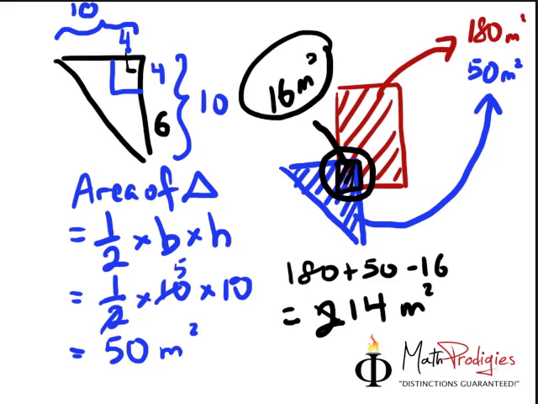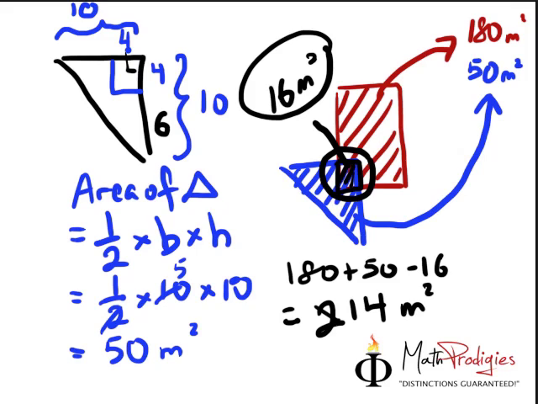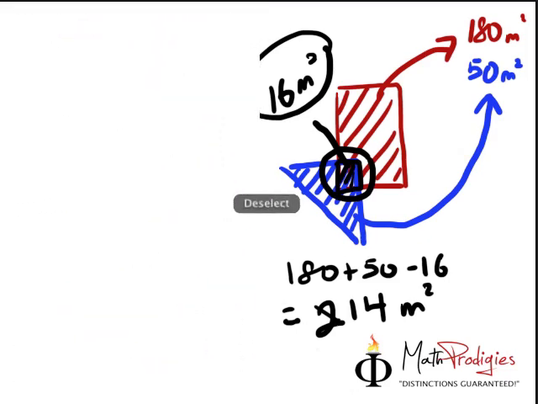But how do you do part B? So part B says, find the ratio of the shaded part of the figure, which is 16, to that of the non-shaded part. Okay, so we found out the area of the figure is 214, am I right? Let me erase all this first. Okay, we found out that the area of the figure is 214.